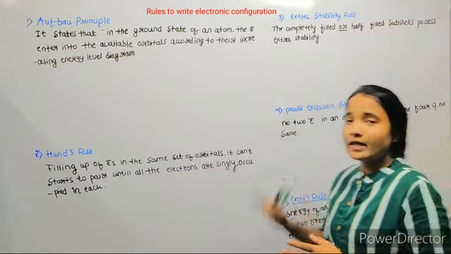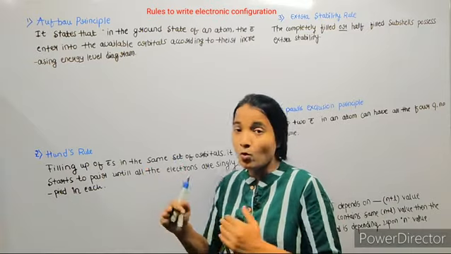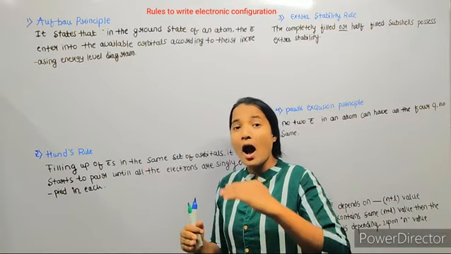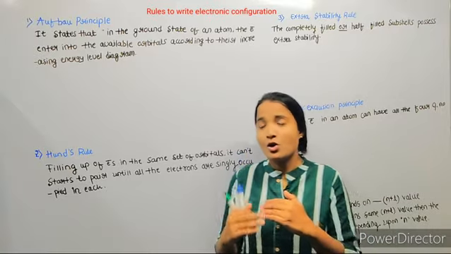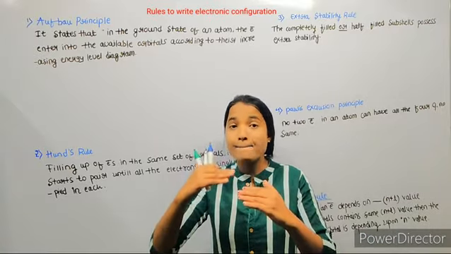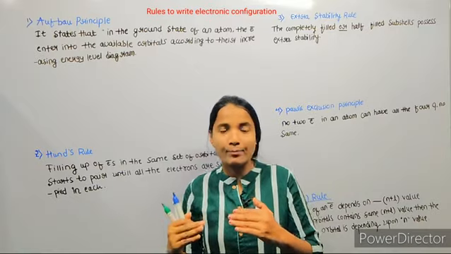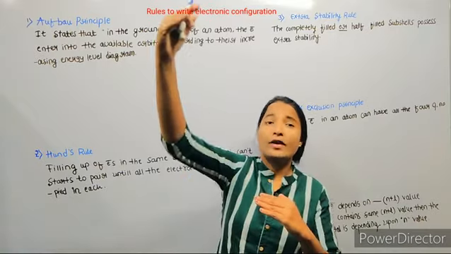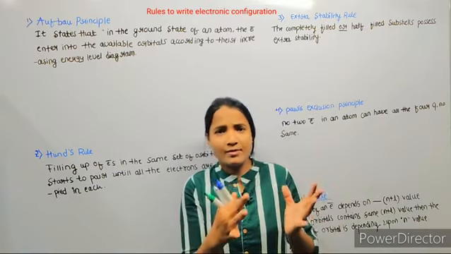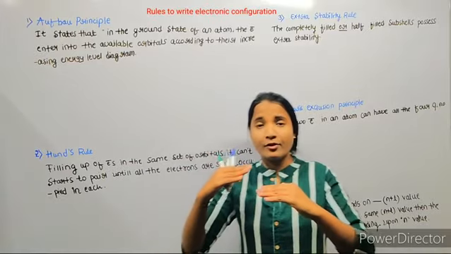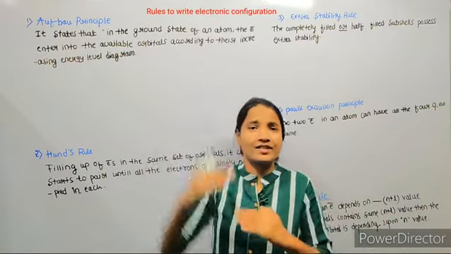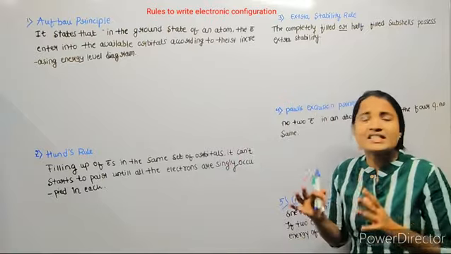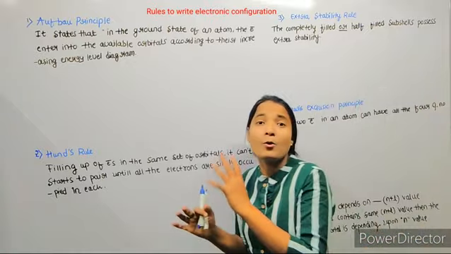In that, the first one is the Aufbau principle. Just focus on your pronunciation. Aufbau principle. Okay, so Aufbau means building up, a growing. Actually it is the name of a scientist, but here according to the pronunciation, Aufbau means it goes to the increasing. Here, what is the statement of the Aufbau principle?